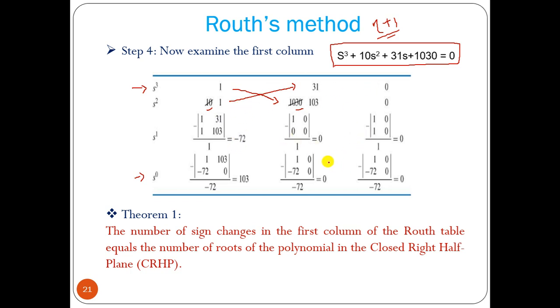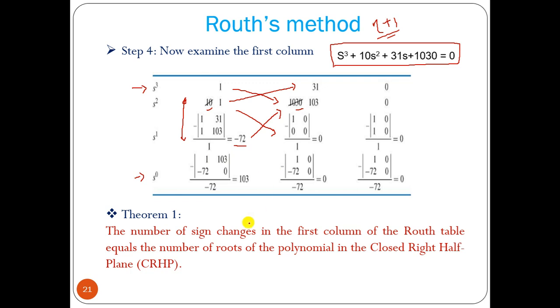Okay. Now we got this value. Now we have to find out the next row. That will be taking the last two rows. Okay. So whichever row you have to calculate, we have to take the before two rows. Okay, just the before two rows. So 72 into 103, 1 into 0 divided by minus 72, that will be 103. Okay, so that will be the Routh table.